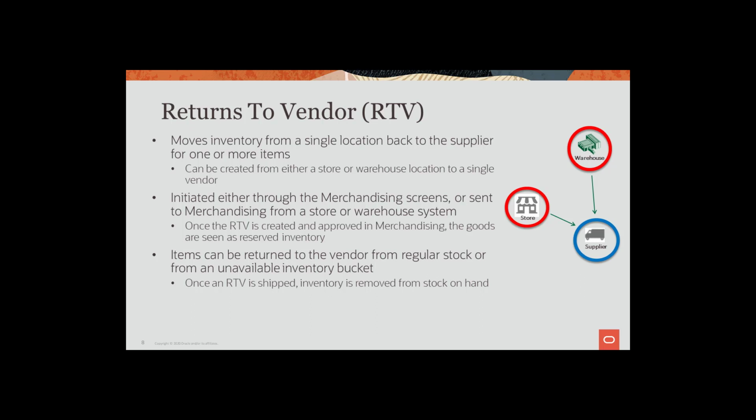Items can be returned to vendor from sellable stock or from unavailable inventory buckets. The same item can be returned from more than one unavailable inventory bucket on the same RTV. Once the RTV is created and approved in merchandising, the goods are seen as reserved inventory. Upon shipment, it is considered closed and the inventory is removed from stock on hand and stock ledger updates are made.